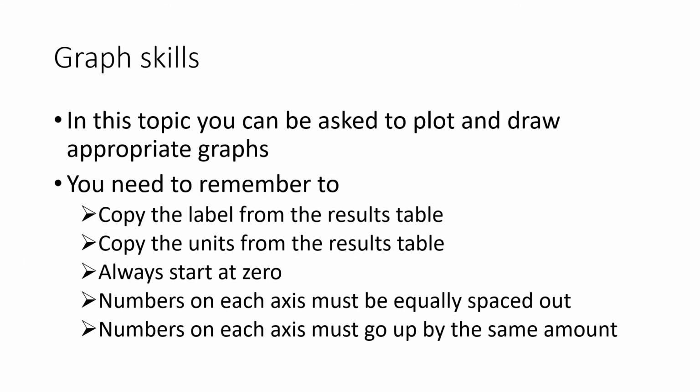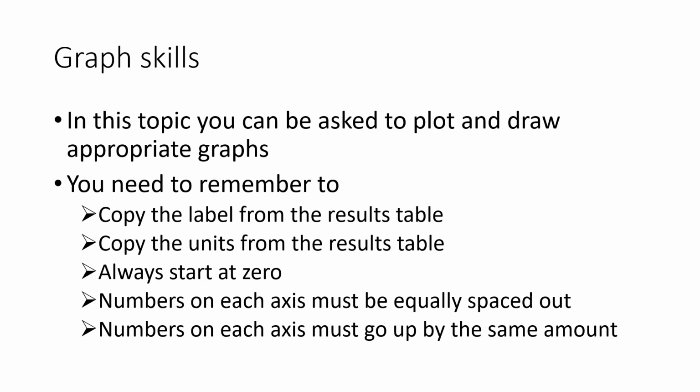When you're drawing the graph, things that you need to remember: you must copy the label, the heading from the results table, and you must copy the units from the results table. Every letter, every symbol, every bracket, every dash, every number, everything must be copied identical onto the graph for the labels and units. You must also start at 0. The bottom left corner should always have a 0 on the y-axis, a 0 on the x-axis, and then your numbers can go up in equal amounts.